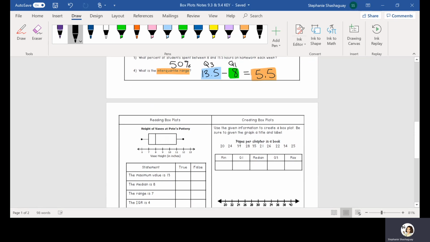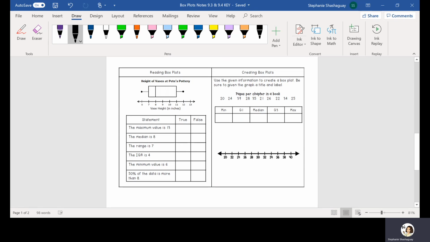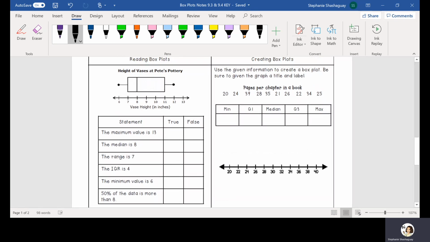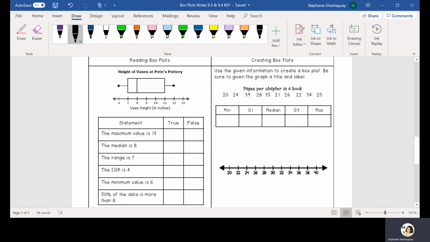Now let's move on to our next one, where it says reading box plots. Okay, so they provided a box plot for us. These are heights of vases at Pete's Pottery. So I can see that my minimum value, my lower extreme, is 6, and my maximum value, my upper extreme, is 12. I can also see that my median is 8, and my interquartile range would be 11 minus 7, which is going to be 4. So I can just observe that by looking at the box plot.